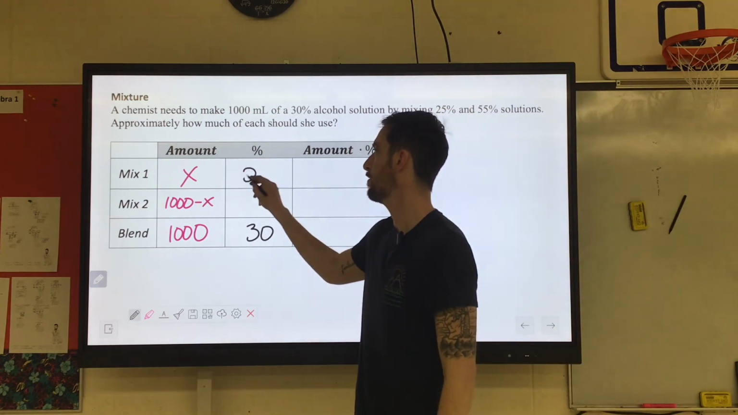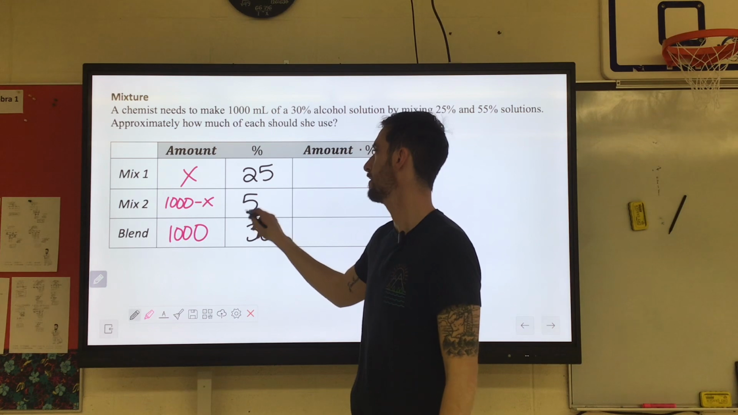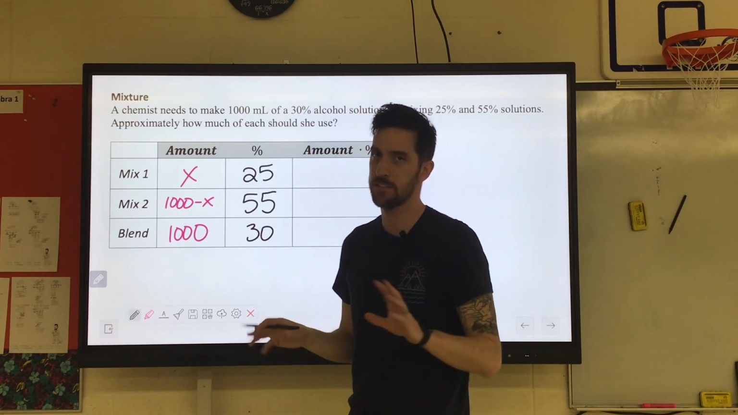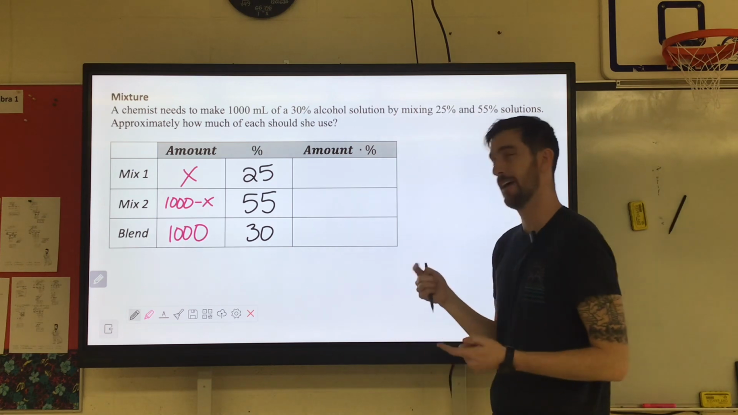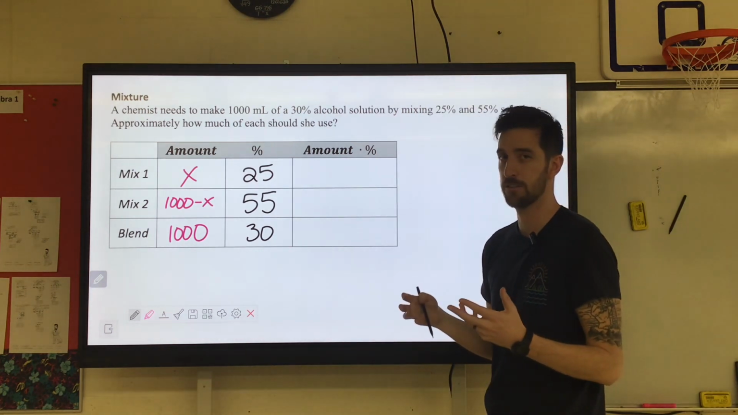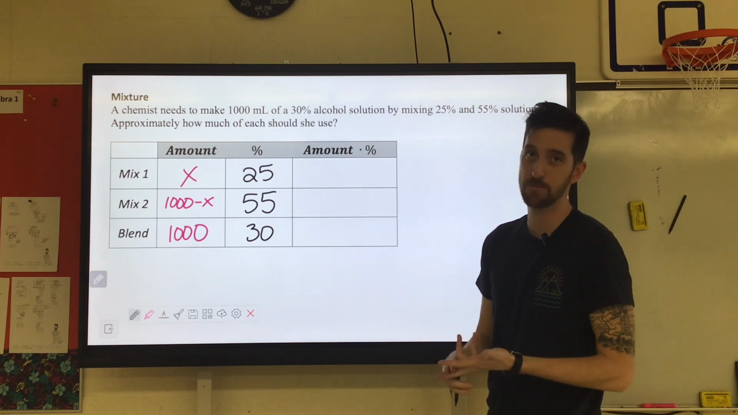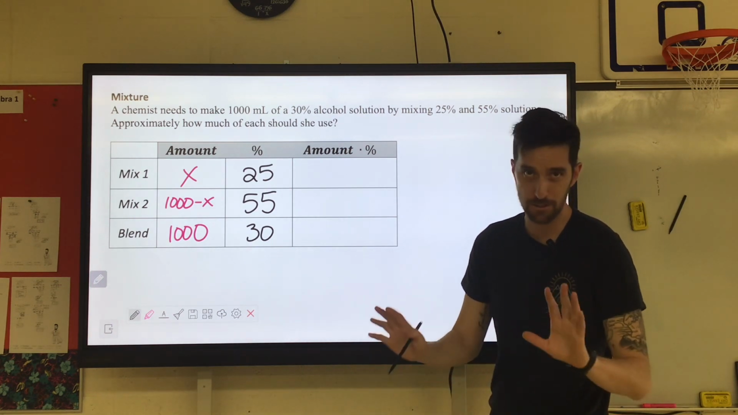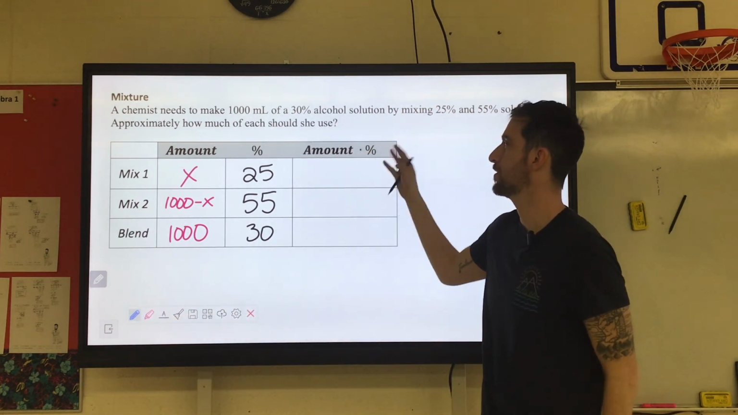Let's put our 25% here, and we'll put our 55% here. And honestly, it doesn't matter as long as you just remember when you're answering the question, because it says how much of each, you would just have to make sure that you're saying blah, blah, blah of the 25% mixture and blah, blah, blah of the 55% mixture. We'll get there though. And then we're doing the amount times the percentage.